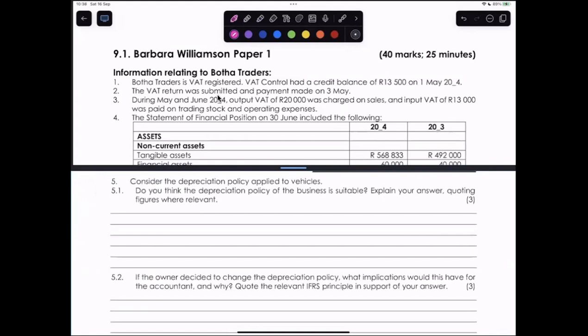We then need to consider the depreciation policy that was applied to vehicles. Do you think the depreciation policy is suitable? Explain your answer, quoting figures where relevant. So we need to keep an eye out for anything that tells us, is our depreciation policy correct or not? Now, deciding whether a policy is correct or not is looking at, is it accurate? Because remember that we want our financial statements to be as realistic as possible. Possibly when we look at something being sold, we can see if it was sold at market value, how does this relate to the carrying value? It should ideally be very similar. And if not, that's often a clue that the depreciation policy is not correct.